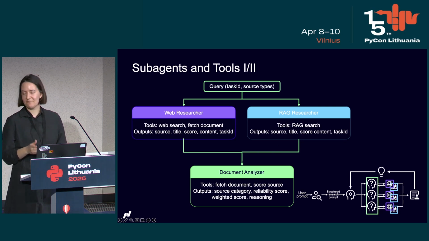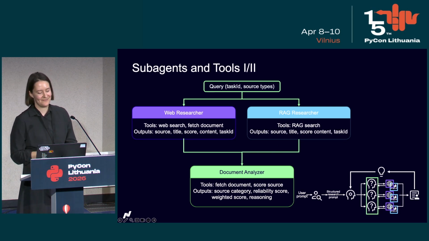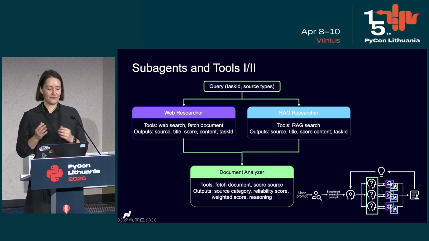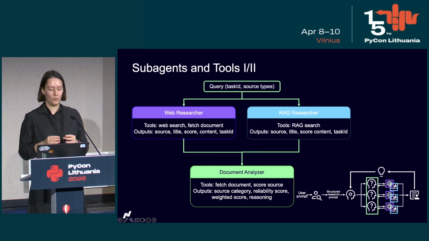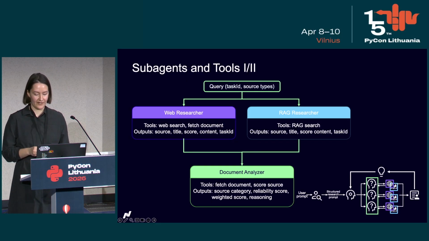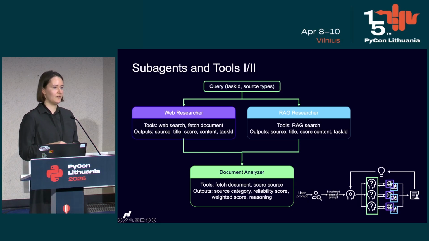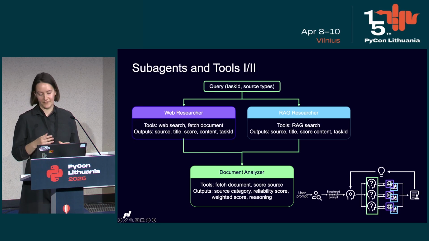What are these little workers of ours? We have two main researchers. So that would be web researcher and RAG researcher. Our web researcher can search open web, for example, using Tavily.